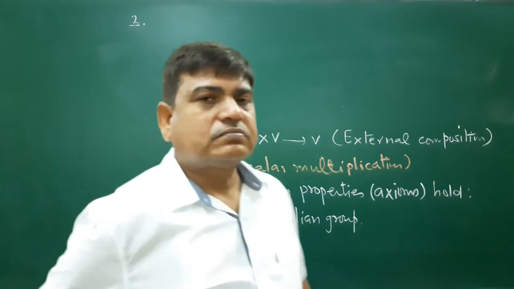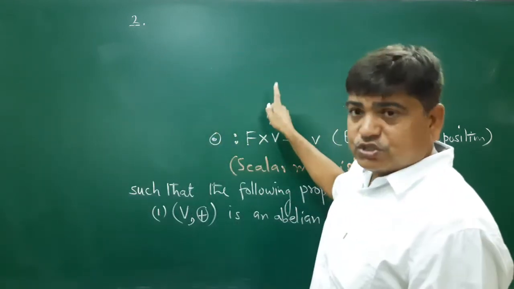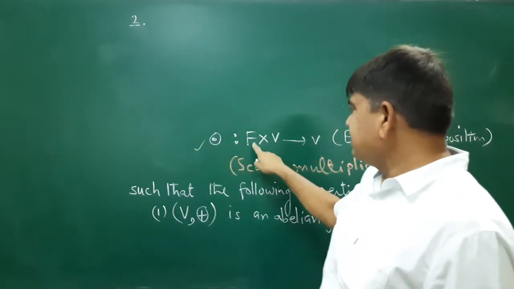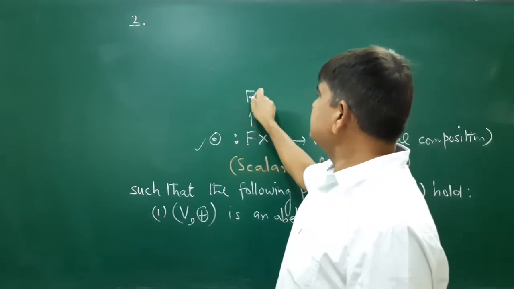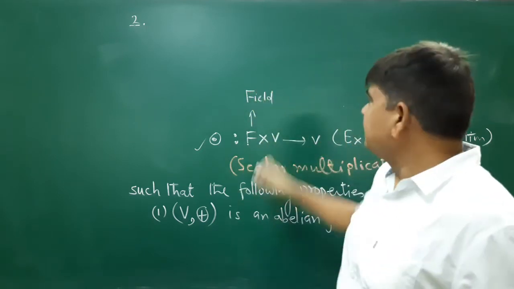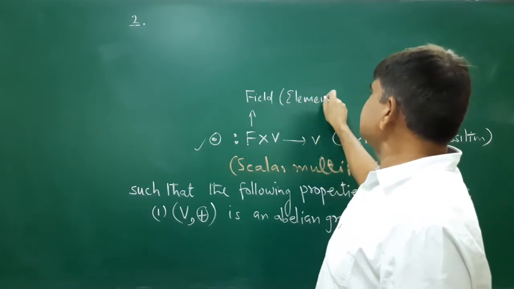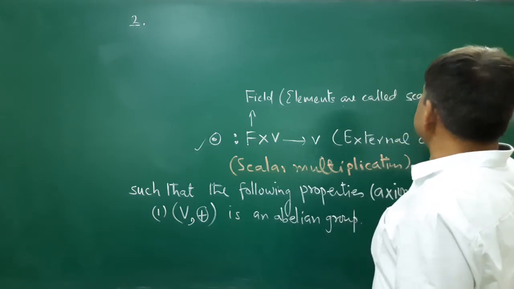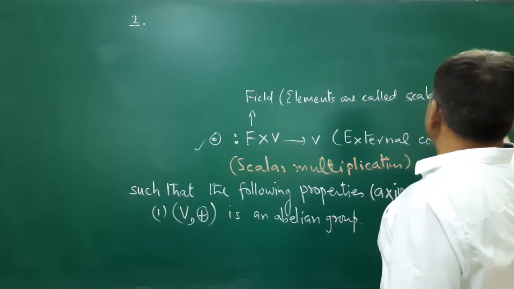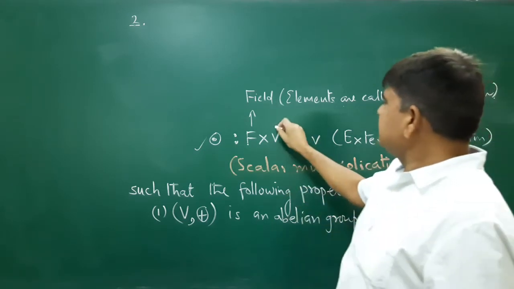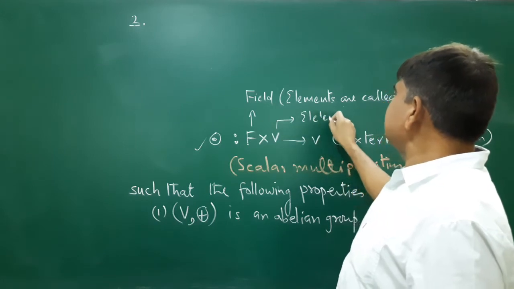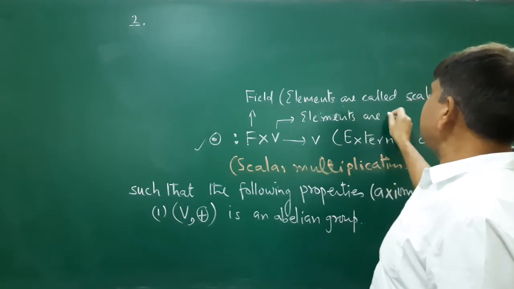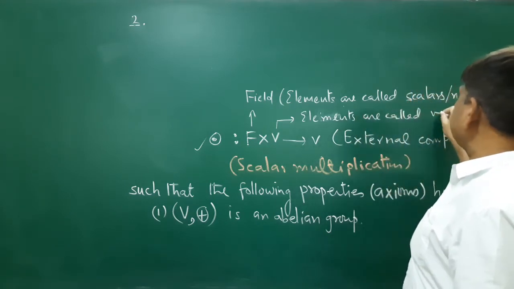Number 2. The first one is completed with respect to this composition. Now we come to this composition. As you know, the field elements are called scalars, or you can say numbers. Here, the elements are called vectors.